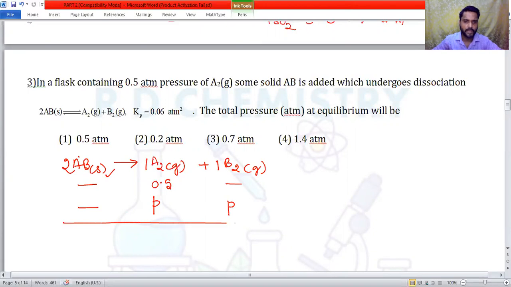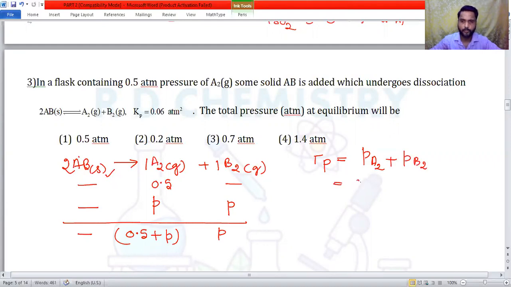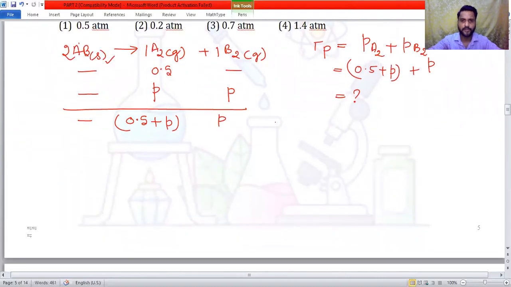So let the increase in pressure be P and P on both sides. Now we'll add at equilibrium condition. Solid does not exert any pressure, so A2 has 0.5 plus the extra pressure P, and B2 has pressure equal to P, right? So what is the total pressure? Total pressure is equal to the partial pressure of A2 plus the partial pressure of B2, which is 0.5 plus P plus the pressure P for B2. We are supposed to calculate this total pressure.